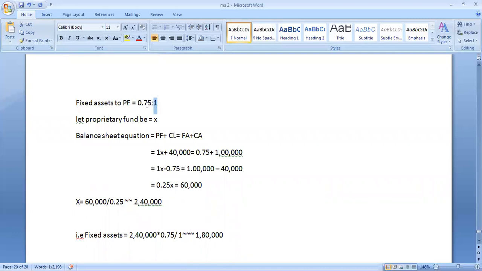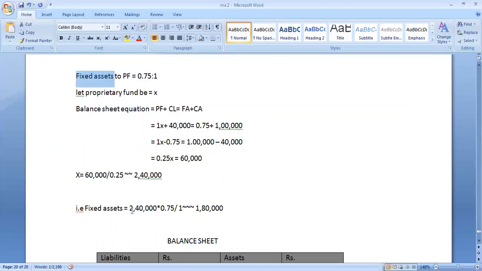But we need 0.75 because it is the fixed assets ratio. So fixed assets equals 2,40,000 into 0.75 divided by 1. Just cross multiply: if 2,40,000 takes the ratio 1, what will be the amount if the fixed assets takes 0.75? That gives you 1,80,000. Clear? Now prepare the balance sheet.